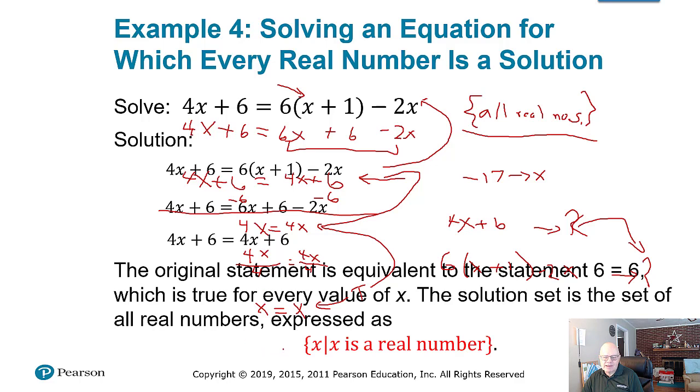And here it is in set builder notation. I put it in a slightly different form, mostly because I wanted to do it a little bit faster because I can only use my mouse right now. And that's our solution set: all real numbers.